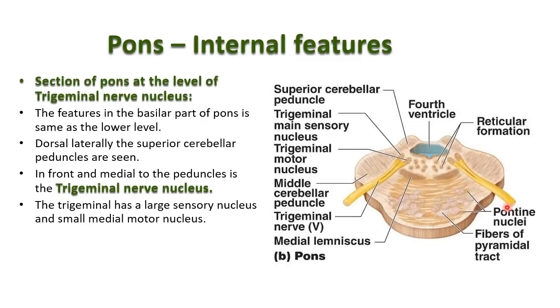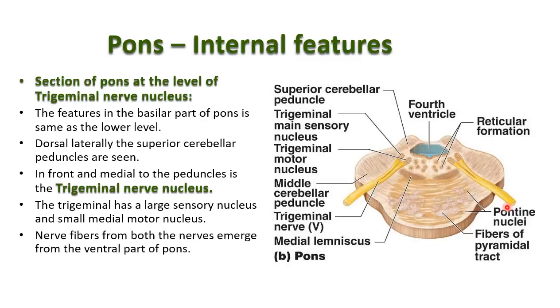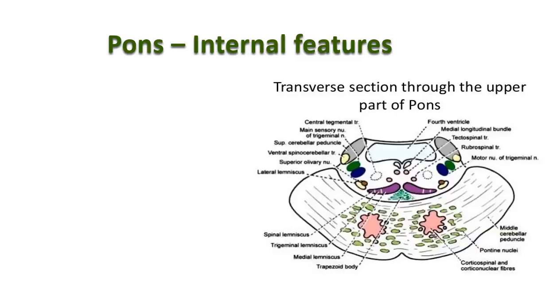The sensory nerve root will actually go and relay in the sensory ganglion. The motor nerve root does not relay in the ganglion. It passes below the ganglion, and then it joins only with the mandibular division in the foramen ovale. Both of them you can see emerging from the pons, and that emergence demarcates your pons from your middle cerebellar peduncle.